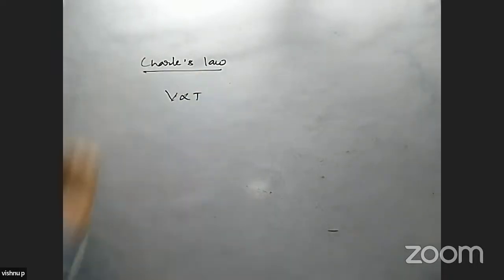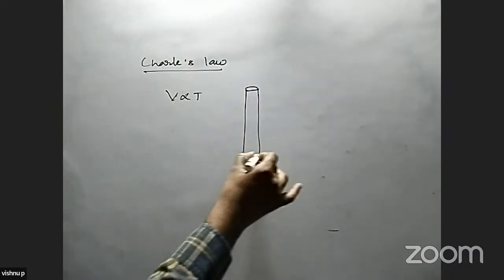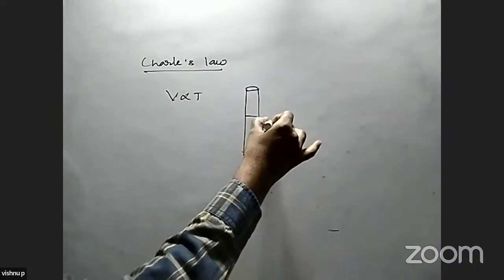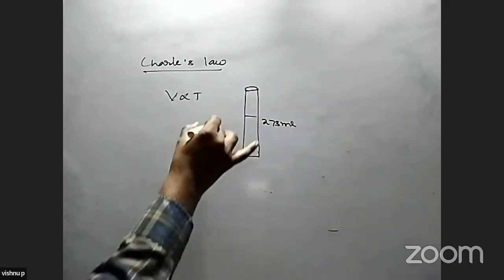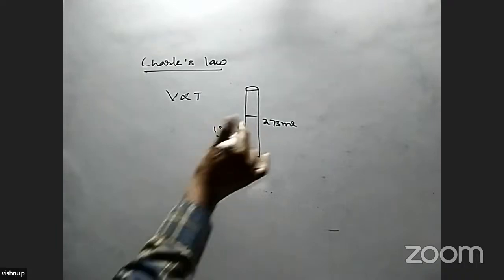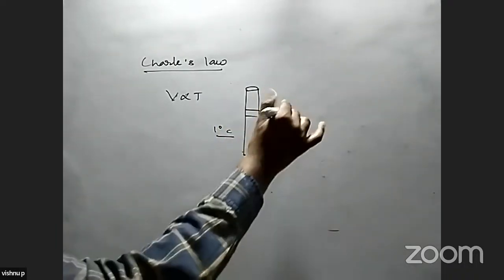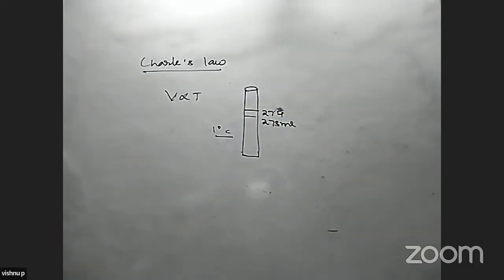So what is this Charles law? He observed that the volume of a gas is directly proportional to temperature. In this method, we use a gas tube which contains 273 ml of gas. With an increase in temperature of 1 degree Celsius, the gas volume increases to 274 ml, and at 2 degrees Celsius the gas volume increases to 275 ml.